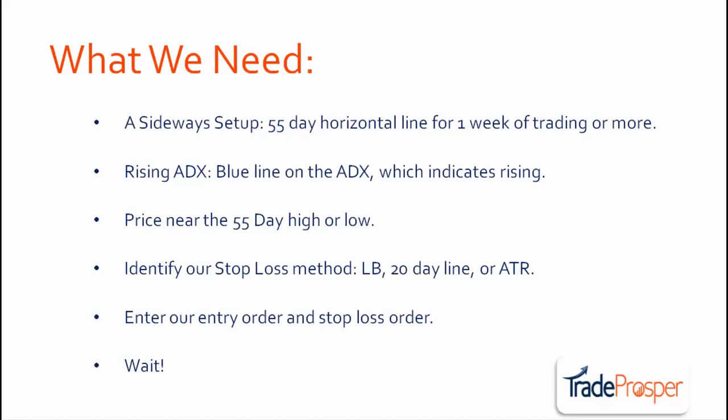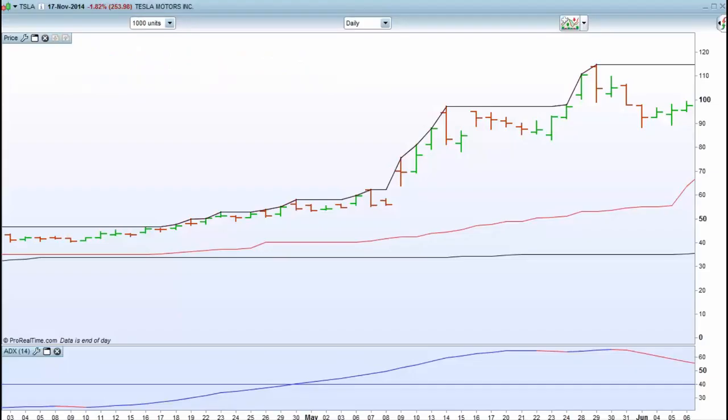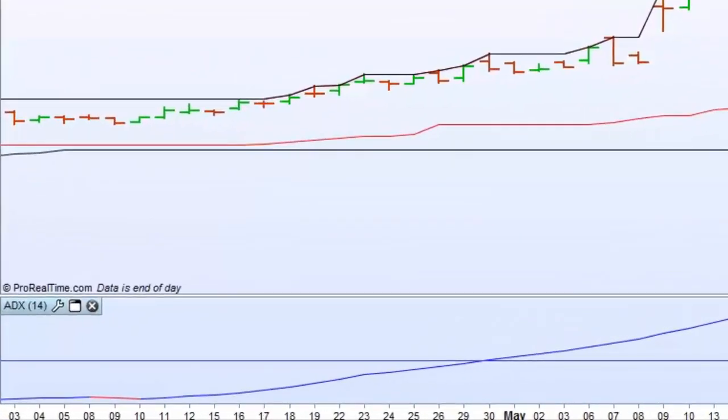Okay, let's go back to the chart and take a look. Okay, so first we said we need a sideways setup. So here on the chart, we have more than 5 days, we have more than a week of trading with a sideways horizontal black line. So therefore we have a sideways setup. We need a rising ADX, and we can see that we have a rising ADX here, and then it goes down, but then it rises again. And we have the price action getting closer and closer to the 55-day high.